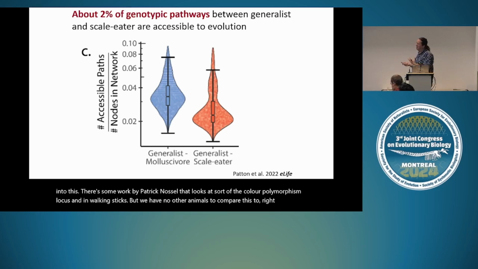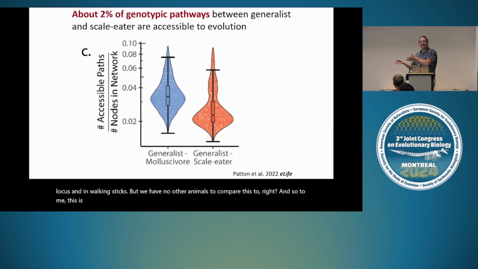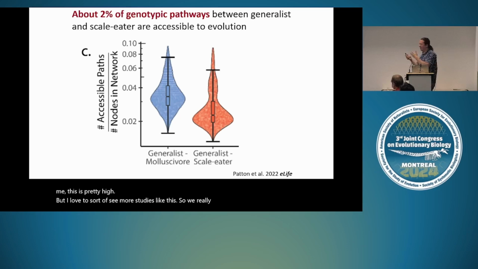And so to me, this is pretty high. But I'd love to see more studies like this so we really know. And it does say that this massive valley that we always observe for the scale-eating phenotype, there is actually a genotypic pathway to that phenotype.